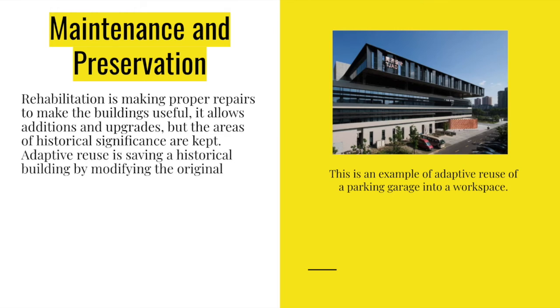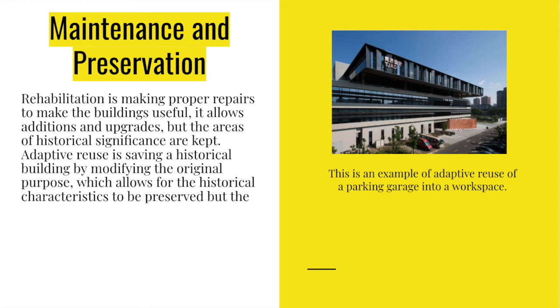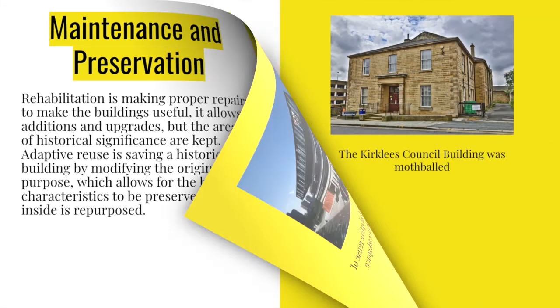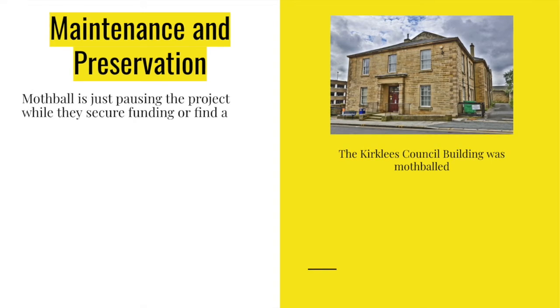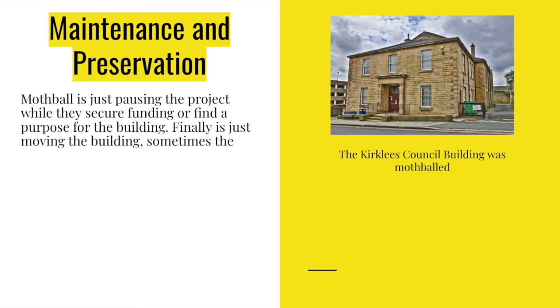Adaptive reuse is saving a historical building by modifying the original purpose, which allows for the historical characteristics to be preserved, but the inside is repurposed. Mothball is just pausing the project while they secure funding or find a purpose for the building. Finally is just moving the building.